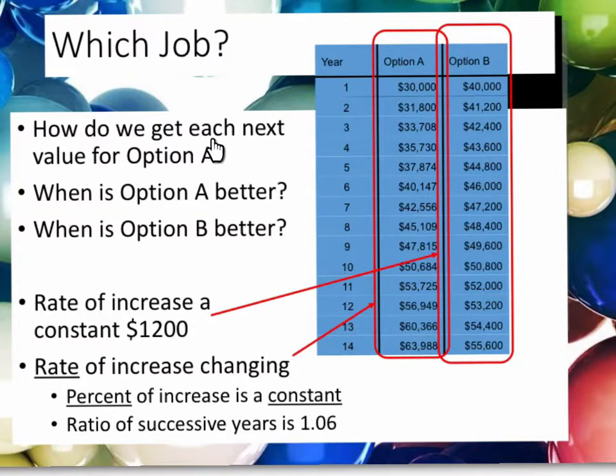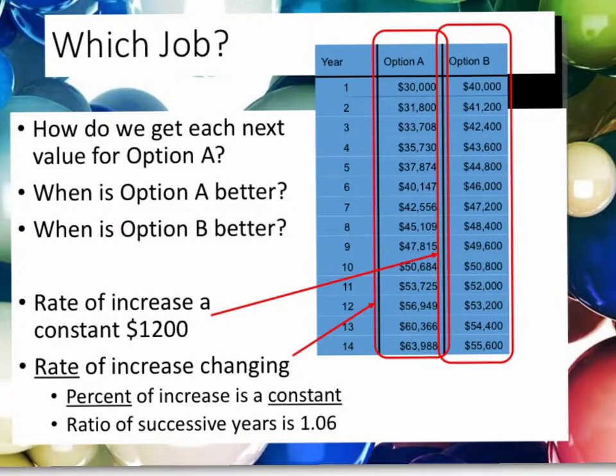And remember, how do you get to each next value for option A? So for option A, this is my starting cost. I get 6% of that, and then I add that onto my total. Then I get 6% of this number, and that's added on, and then I'm given this total. And then 6% of that number. So notice each time I do the 6%, I'm taking 6% of a larger number. And for option B, I just keep adding $1,200, adding $1,200, adding $1,200, no matter how much I'm making in the previous years. So once again, let's take a look.